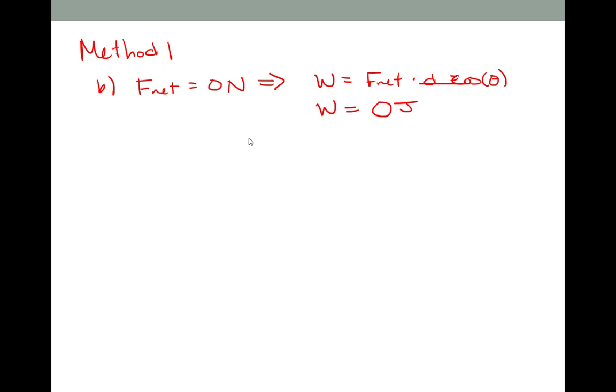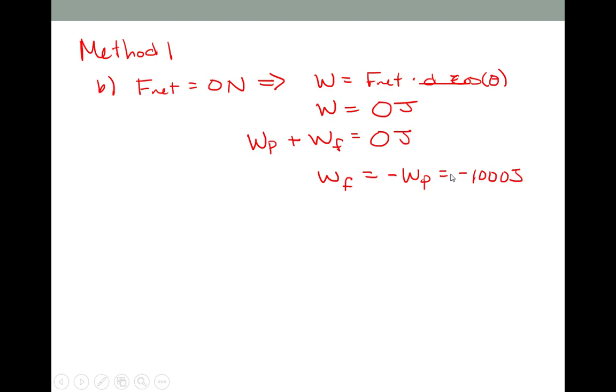Okay, but I know that the person is doing work, but friction is also doing work. So the work by the person plus the work from friction has to equal 0 joules. And so we get the work from the person, backwards. The work due to friction is the negative of the work done by the person, which is going to be negative 1,000 joules. Where this negative sign means, as we'll see a little bit, that it's taking energy out of the system.